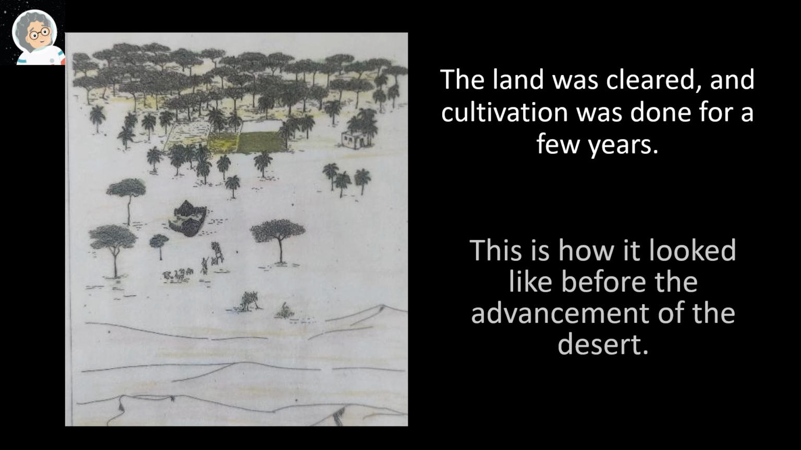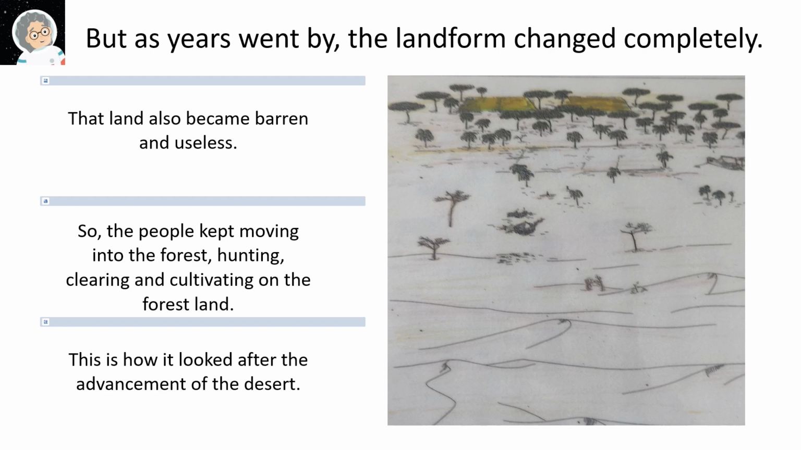The land was cleared and cultivation was done for a few years. This is how it looked before the advancement of the desert. But as years went by, the landform changed completely. That land also became barren and useless. So the people kept moving into the forest, hunting, clearing, and cultivating on the forest land. This is how it looked after the advancement of the desert.